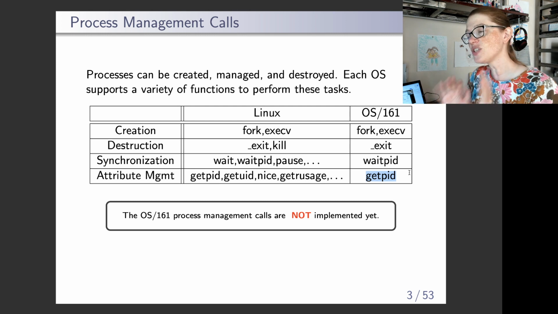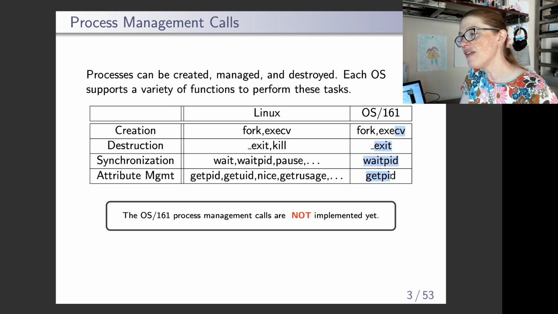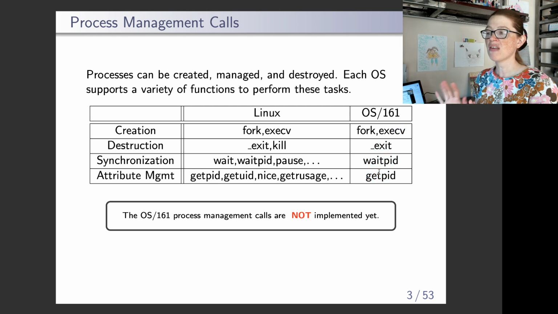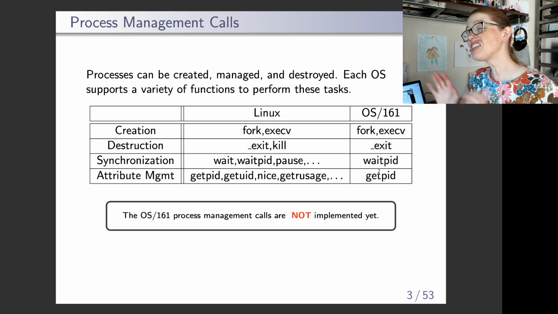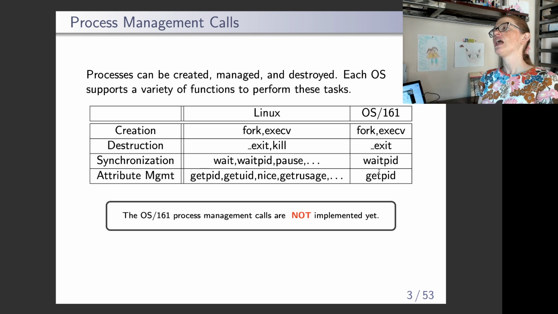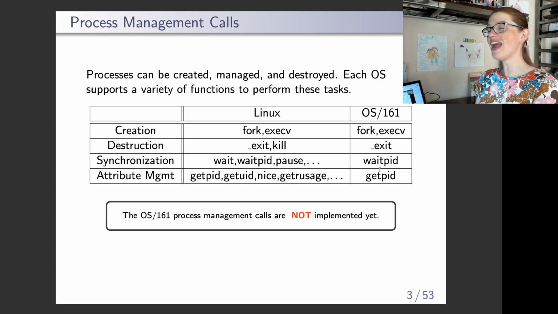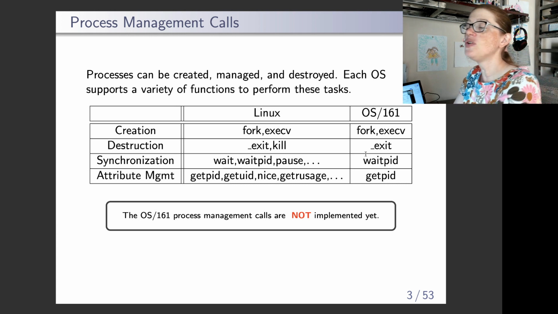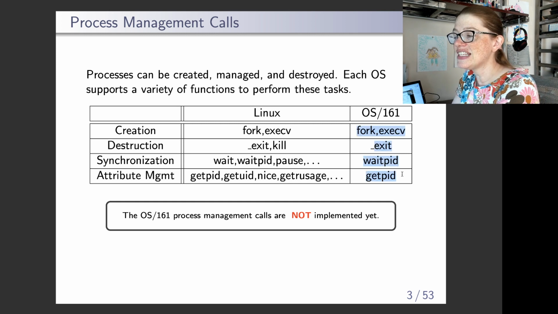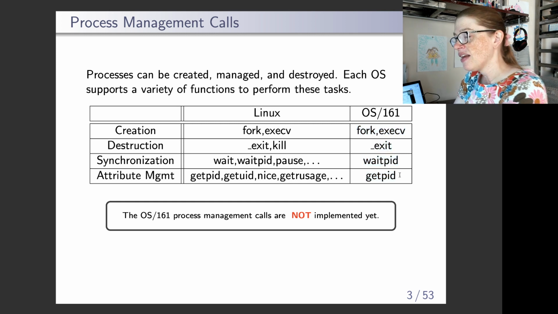Now, when I say OS 161 has these 5 process management commands, what I'm actually saying is you're going to implement them. So A2A and A2B is you actually implementing these 5 commands. So let's actually take a closer look at what these 5 commands actually do then.